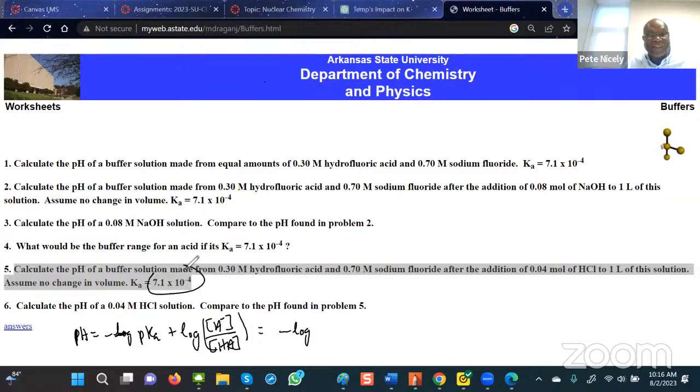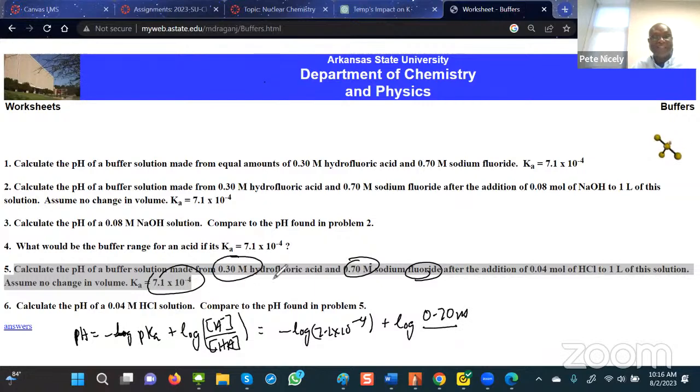and they gave you the Ka value here, which is 7.1 times 10 to the minus 4, plus log of the concentration of the A minus. Now the A minus in this case would be the fluoride ion, which is provided by the sodium fluoride, and they gave the molarity as 0.70, and then we divide that by the concentration of the weak acid, which is 0.30. And that's basically it. Let me get my calculator.